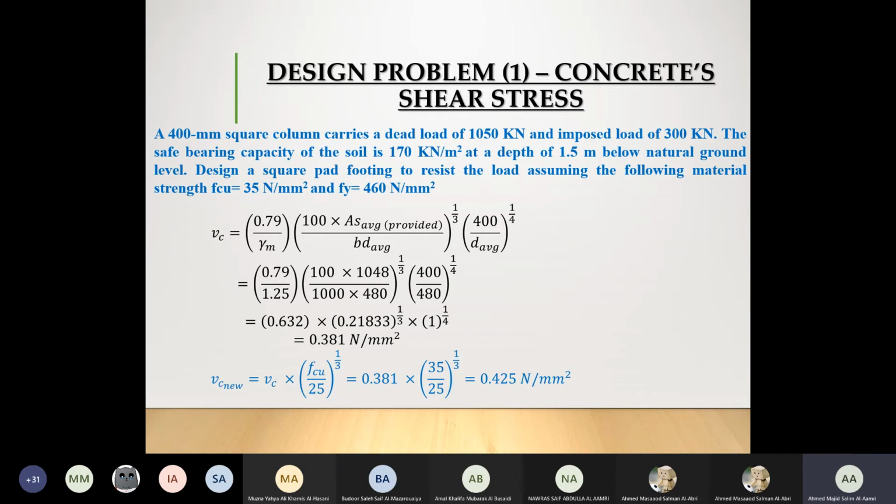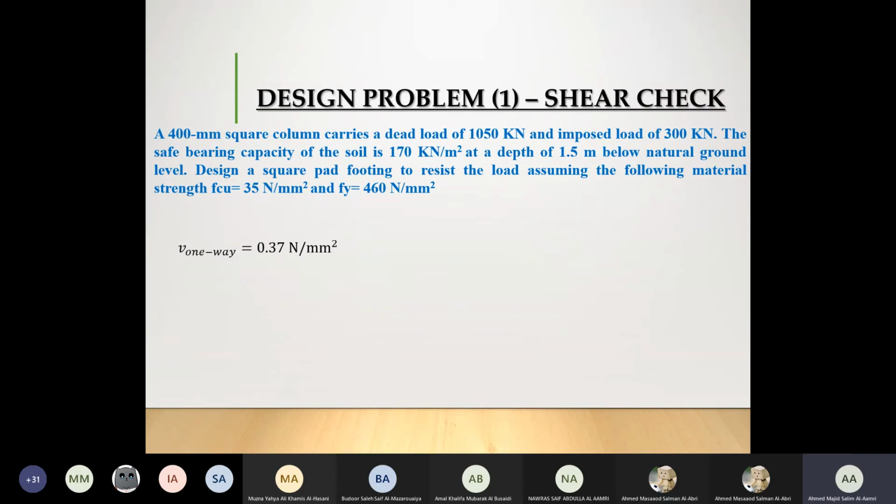Okay, we have got our shear stress to be 0.425. Now the concrete can take up to a shear stress of 0.425. We need to check how much was the loading shear stresses. Now you can see for one-way shear, we have got it to be 0.37. My loading is going to cause me a shear stress of 0.37. My two-way scenario will cause me a shear stress of 0.344. The concrete can take up to 0.425.